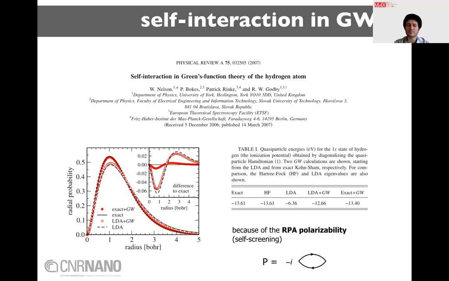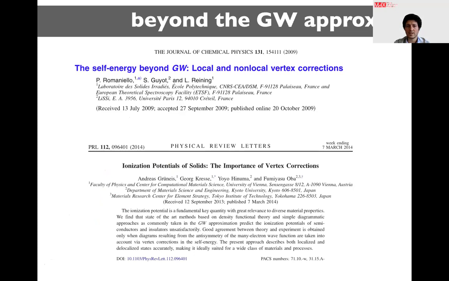First, as I just mentioned, GW is a non-self-interaction-free theory. So if we apply GW to one electron systems, we do not obtain the exact result. And this comes because of the RPA polarizability that is not self-interaction free, and that basically introduces some self-screening effect into GW, and this was long known in the literature.